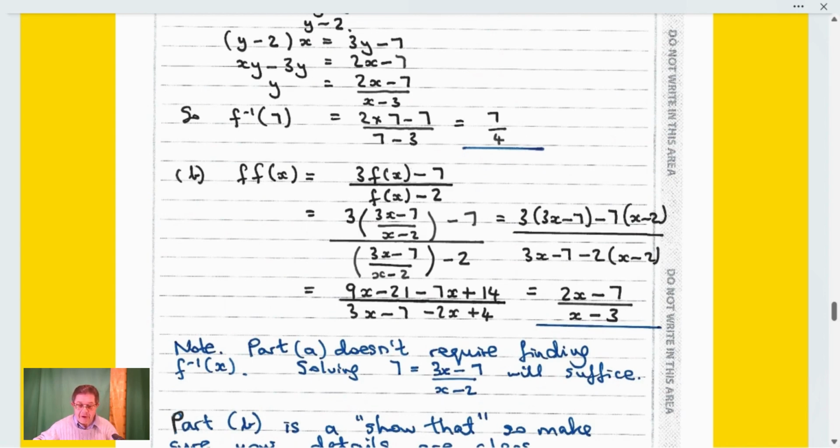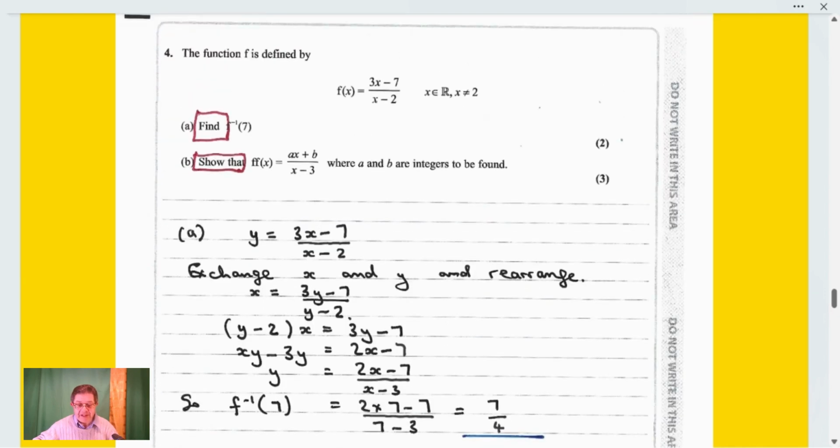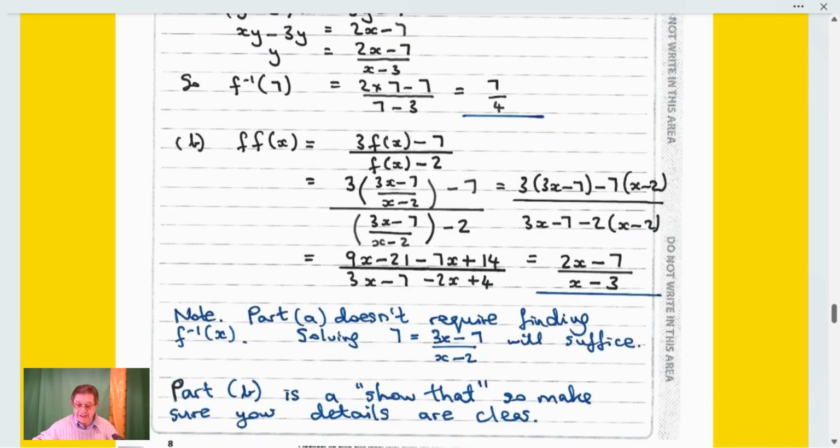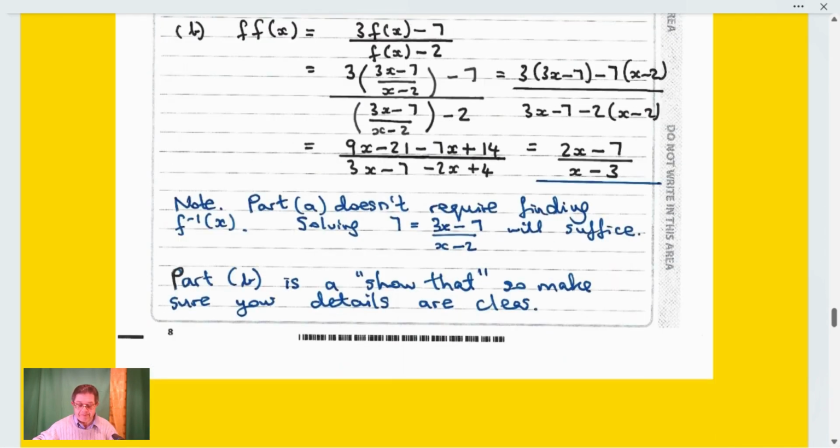Now, I said there was another way of doing part A. Instead of finding f inverse of x, you could simply have put 7 in the position of fx and rearrange to find x. The steps are pretty much identical, to be honest. Whichever way you do it, make sure you show the details and get the answer.